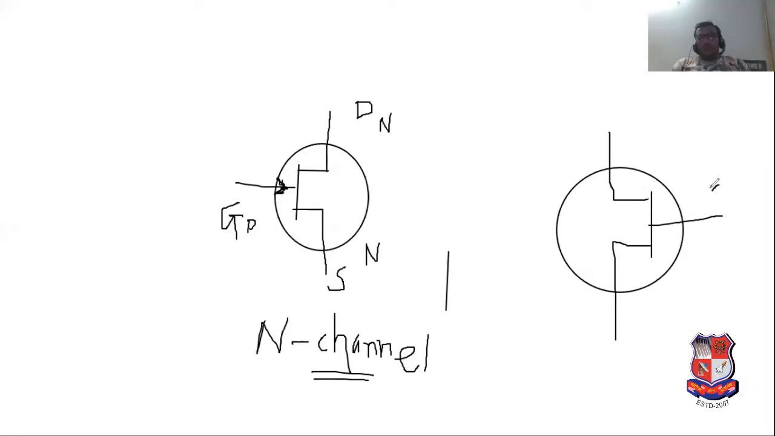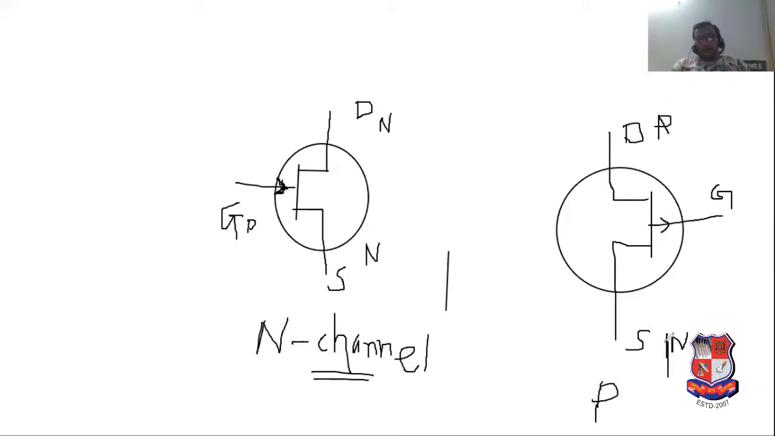Here it is known as gate. Here it is known as drain, and here it is known as source. But for P channel JFET, the symbol can be considered as the outside. See here N, here N. Sorry, here P, here P terminal.